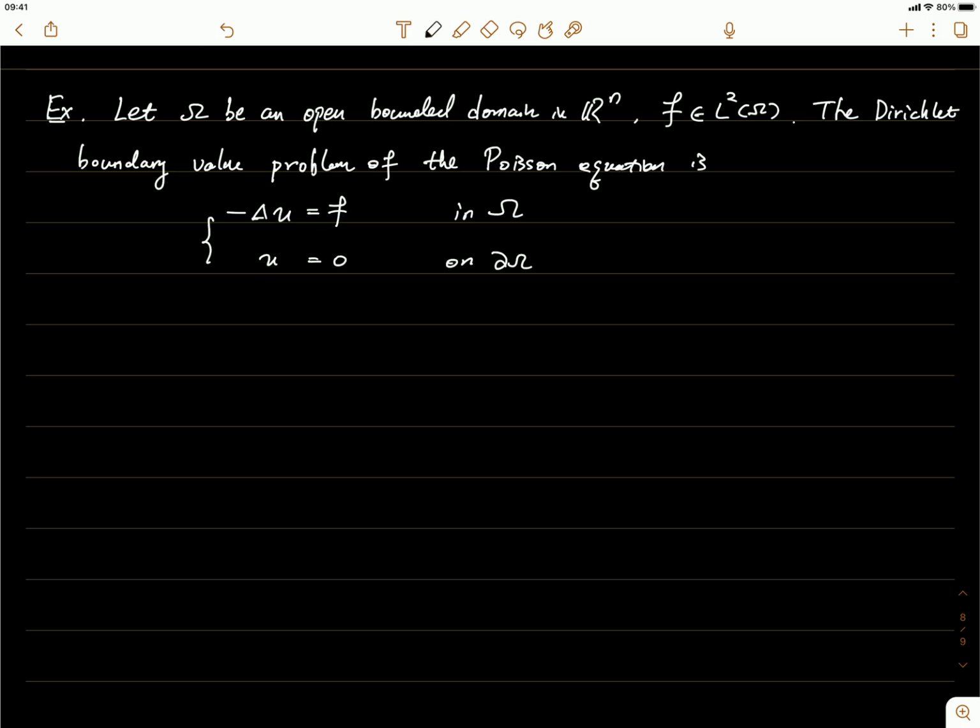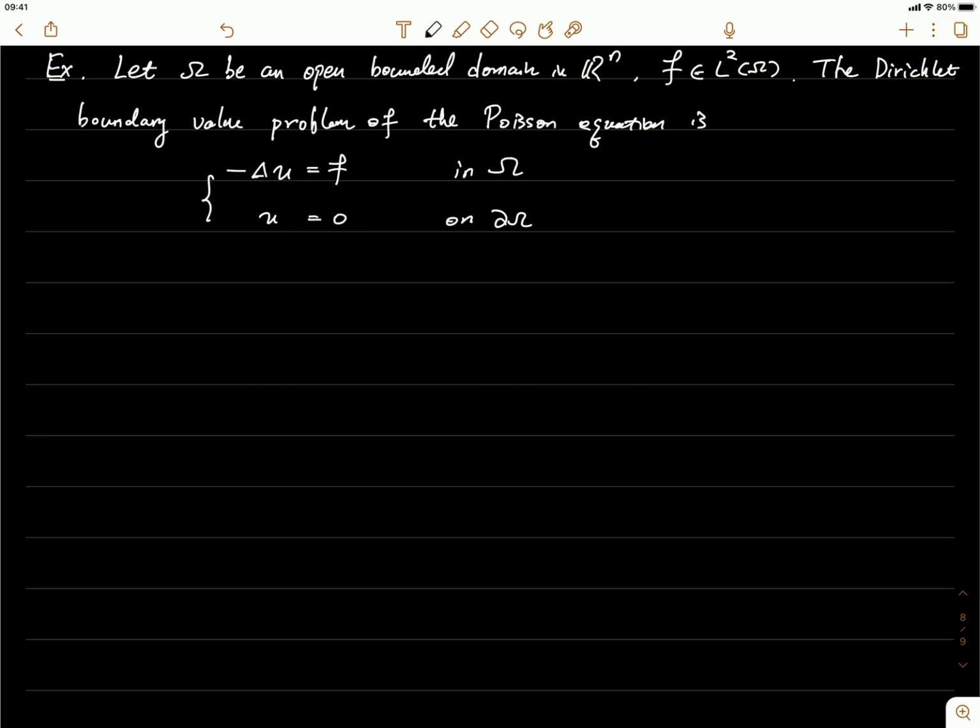So we're looking for a function u defined over omega such that the negative Laplacian of u is equal to f, where this f is given. And on the boundary, this u needs to be equal to 0. Okay, so this is the very basic but very useful PDE, and the full name is the Dirichlet boundary value problem.